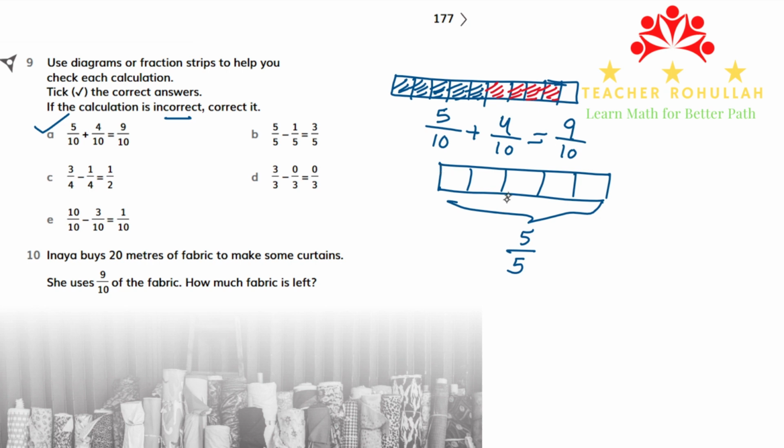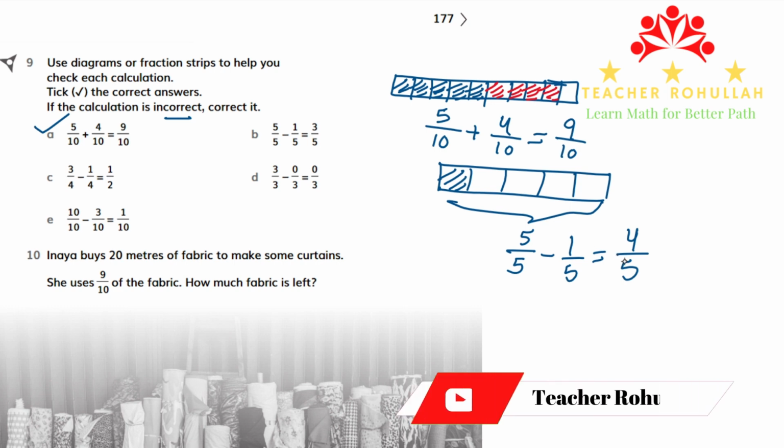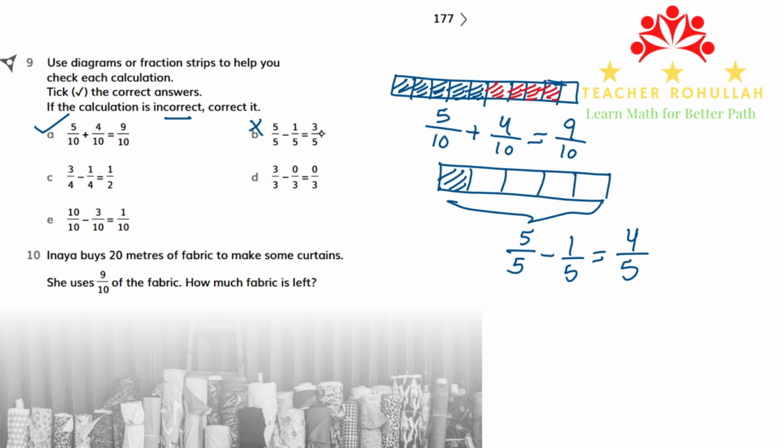So 5/5 minus 1/5. If we take 1/5 away from the whole, how many will be left there? 1, 2, 3, 4. So this answer is wrong. This answer is not correct. The correct answer, 5/5 minus 1/5 according to this diagram, is equal to 4/5. Why? If we take one of them, which is 1/5, it gives us 4/5. So this one is wrong, and the correct answer for this is 4/5.